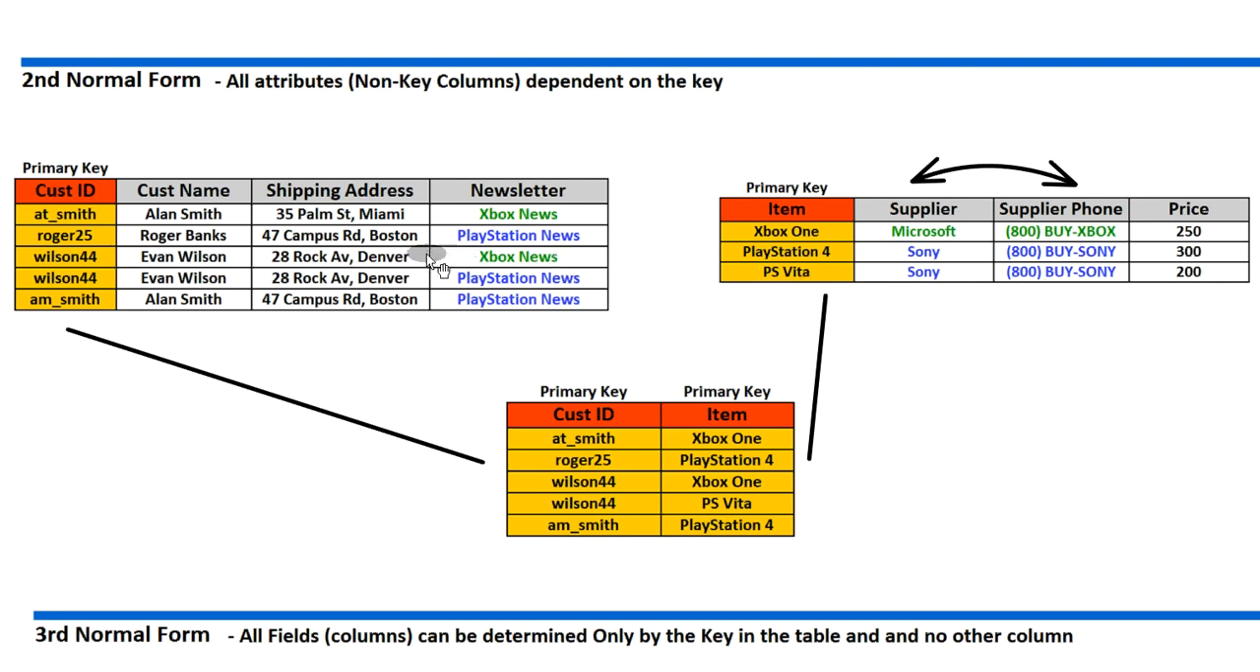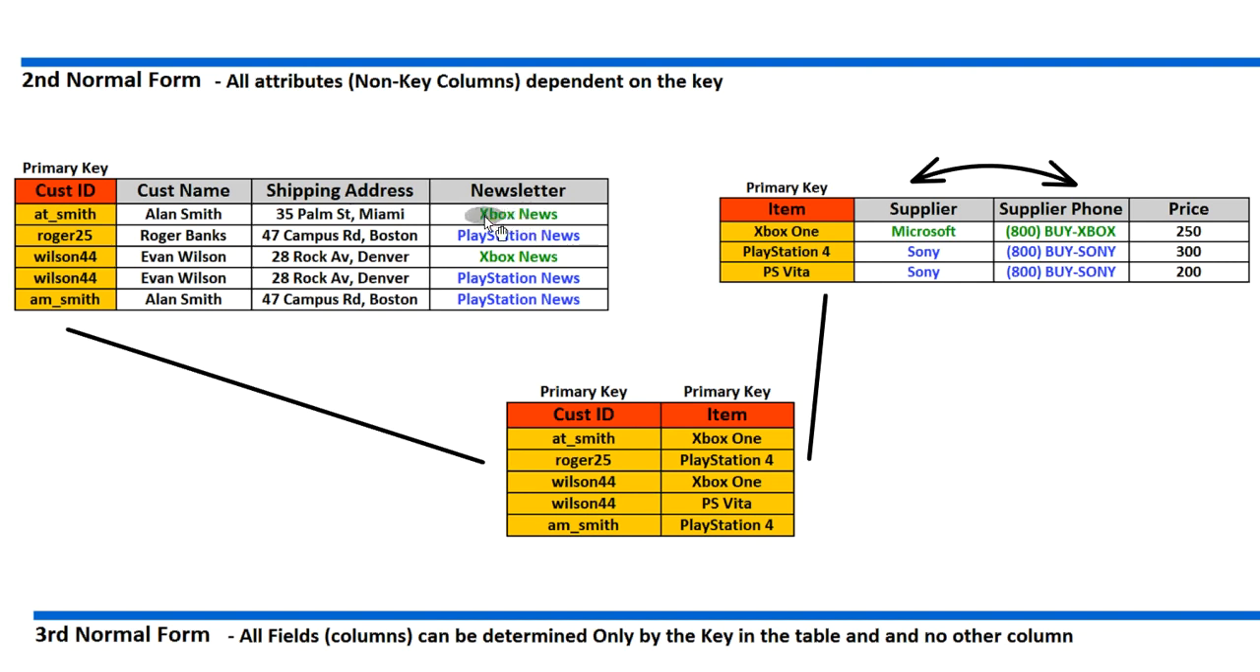and it's not normalized properly. How about here? Can I figure out, let's say, the address from the customer name? Well, Alan Smith is one customer name. There's an address from Miami. Let's see. Oh, there's another address from Boston. So I guess there is no one-to-one relationship. How about backwards? Let's see. Campus Road goes with Roger Banks. It goes with, so I guess there isn't a one-to-one relationship between the name and the shipping address.